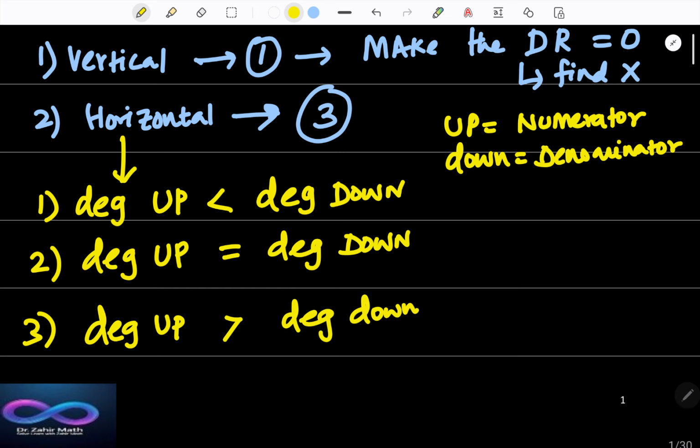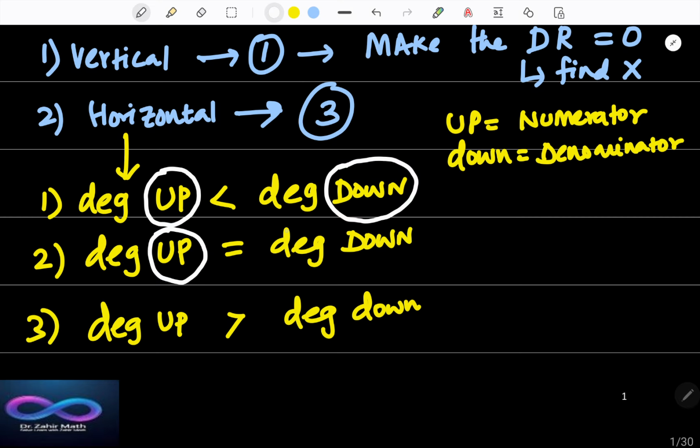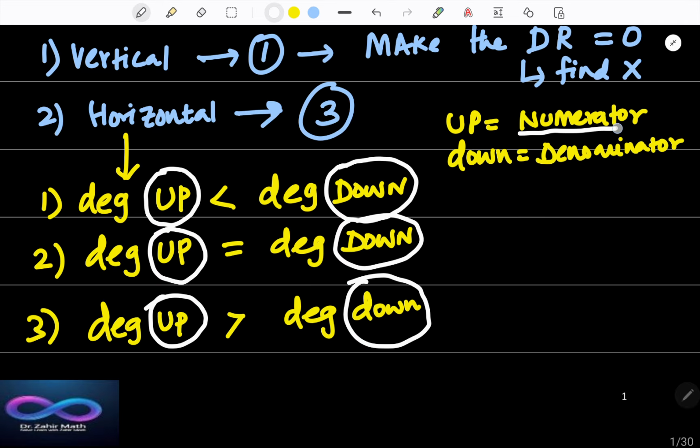First of all, let me ask you one question. What is degree? In the first exercise, you studied this. Degree means the highest power, or in simple words, the big power. Remember all of you, big power. So just see the degree in the numerator and the degree in the denominator, up and down. Usually you find these words difficult, that is why I'm using up and down.